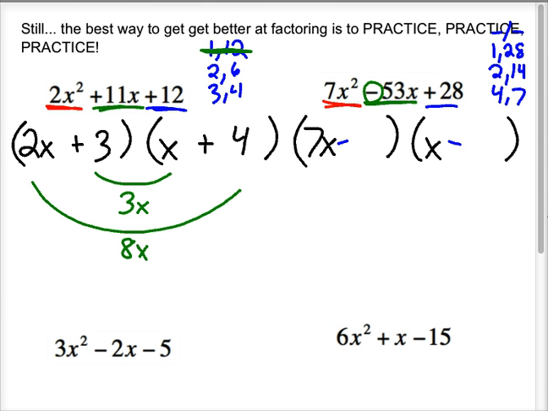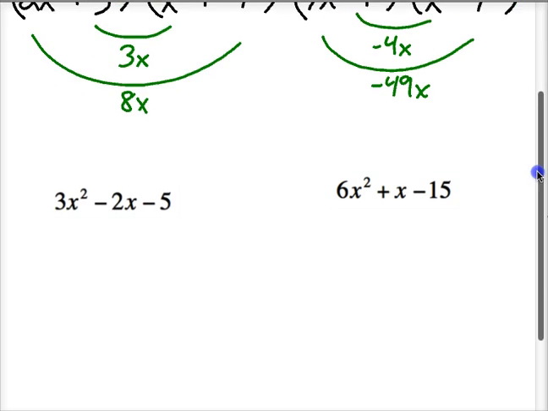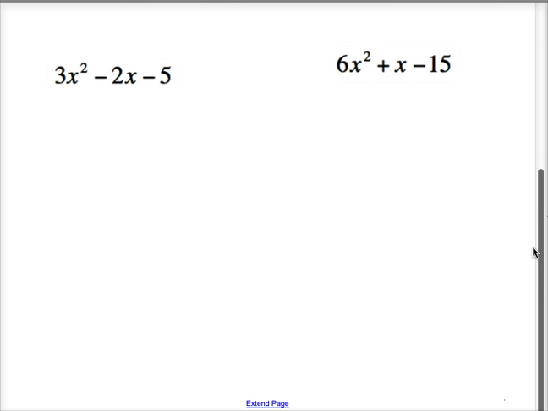And again, I don't want to take all of your time with these ones with the wrong answers. I want to show you what it looks like when you get it right. So eventually you'll get to here. Well, you'll have a negative 4x and a negative 49x. And that is what combines to give you your negative 53x. So again, a lot of it is systematic trial and error until you get to the right answer. Okay? So let's take a look at this one together.